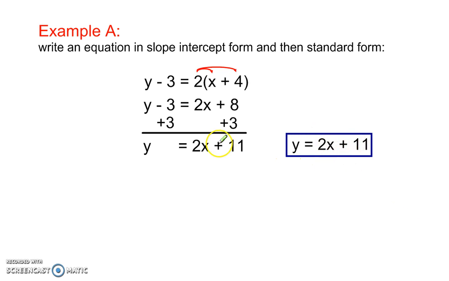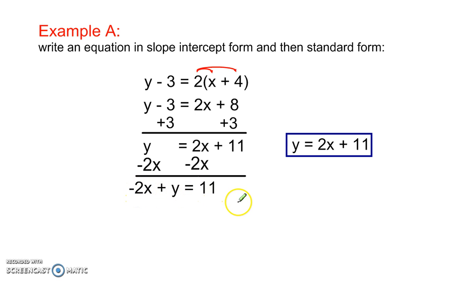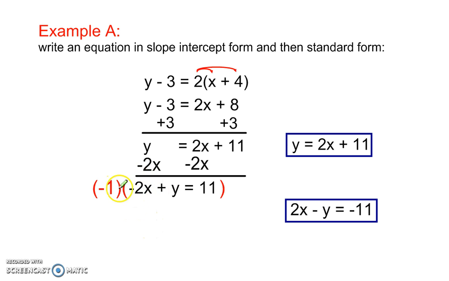That's in slope-intercept form. Now if I want to go to standard form from there, I need to bring the x to the other side. So subtract 2x from each side. Then I get negative 2x plus y is equal to 11. Now that's not quite standard form yet, because my first term here can't be negative. So I've got to multiply each side by negative 1, and there we go. This is in standard form. 2x minus y equals negative 11. Remember, you can't have fractions in standard form either.